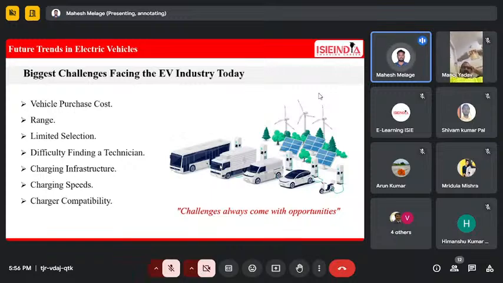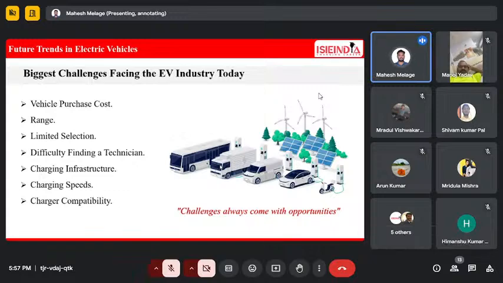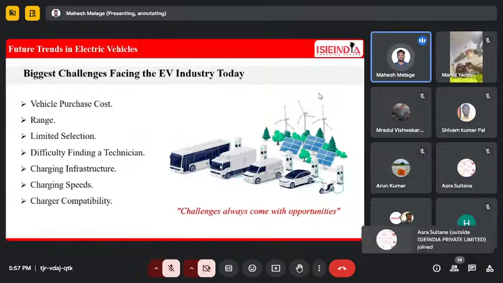Next is the charging infrastructure, because there is a lack of charging infrastructure. For IC engines, meaning petrol or diesel, petrol pumps and diesel pumps are available approximately every 10 kilometers. But charging stations for electrical vehicles are not available widely across India. Approximately one station is available for charging every 50 to 100 kilometers.